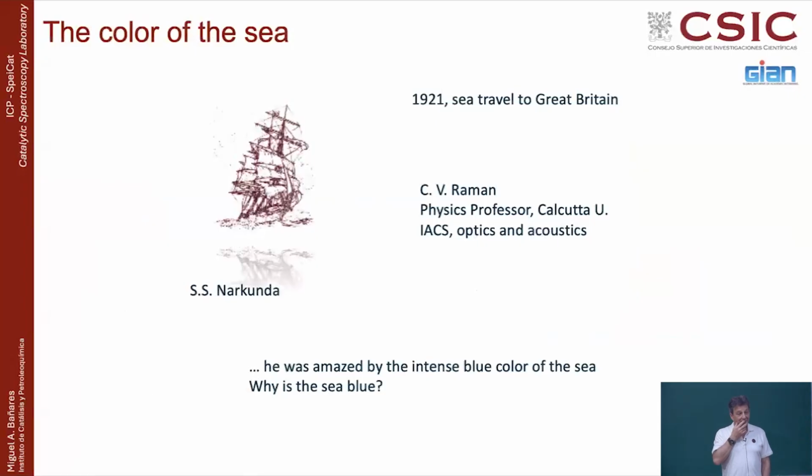The beginning of that story started long ago. Actually, Raman was going to a conference in Europe on board the Narkunda, and after going through the Suez Channel, getting into the Mediterranean Sea, for some reason he found that the blue of the Mediterranean Sea was particularly intense, which he liked. And then he started wondering why the sea is such an intense blue color, which I guess the ocean here is more or less like the Mediterranean, but for whatever climatic conditions, he was shocked by the color there.